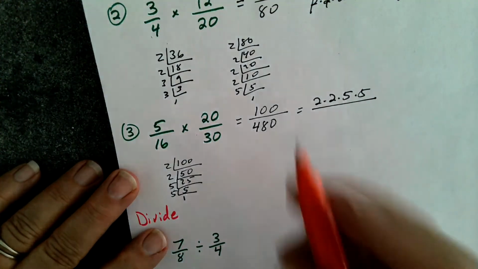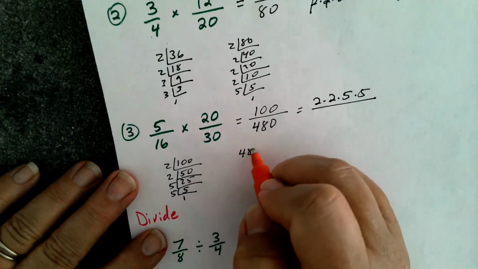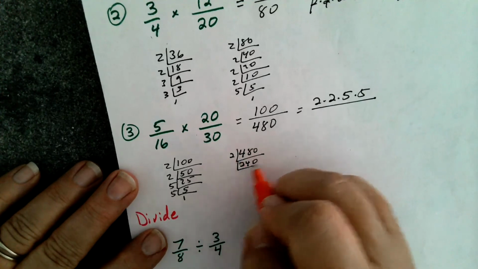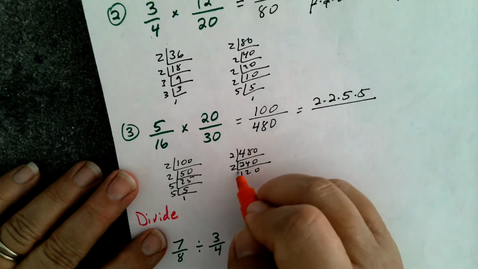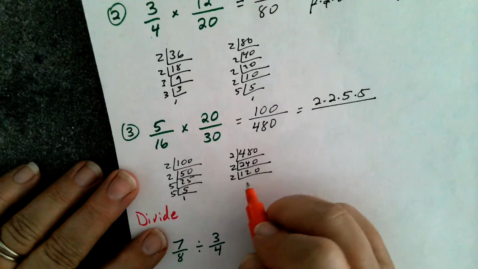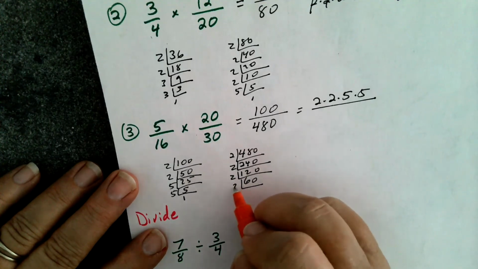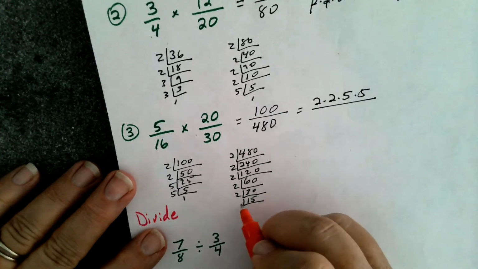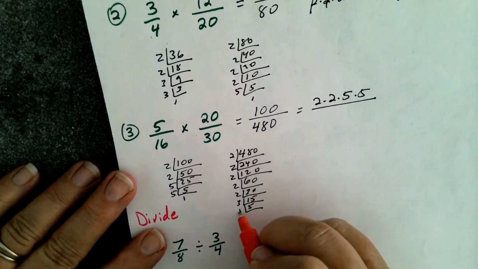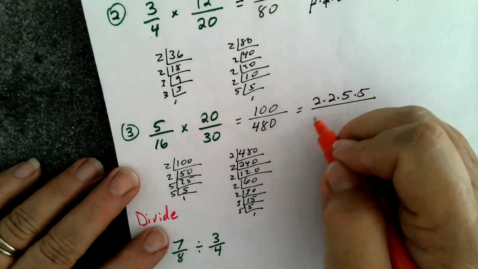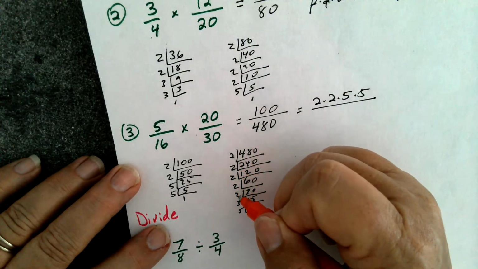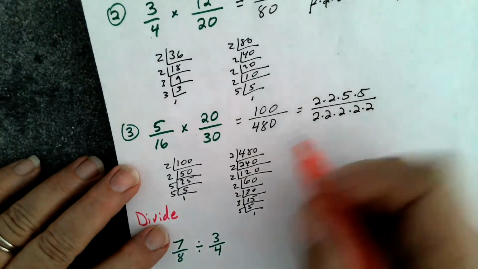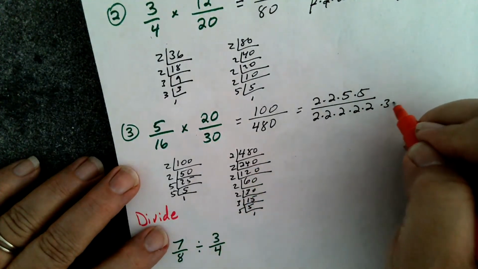So 2 times 2 times 5 times 5. And then 480, again, it's even, so I know it's divisible by 2. Again, it's still even, so divisible by 2. Still even because it's got that 0 on it, divisible by 2. Still even. Still even. And then 3, I'm running out of room, and then 5. So I have 1, 2, 3, 4, 5 2's, and then a 3 and a 5.